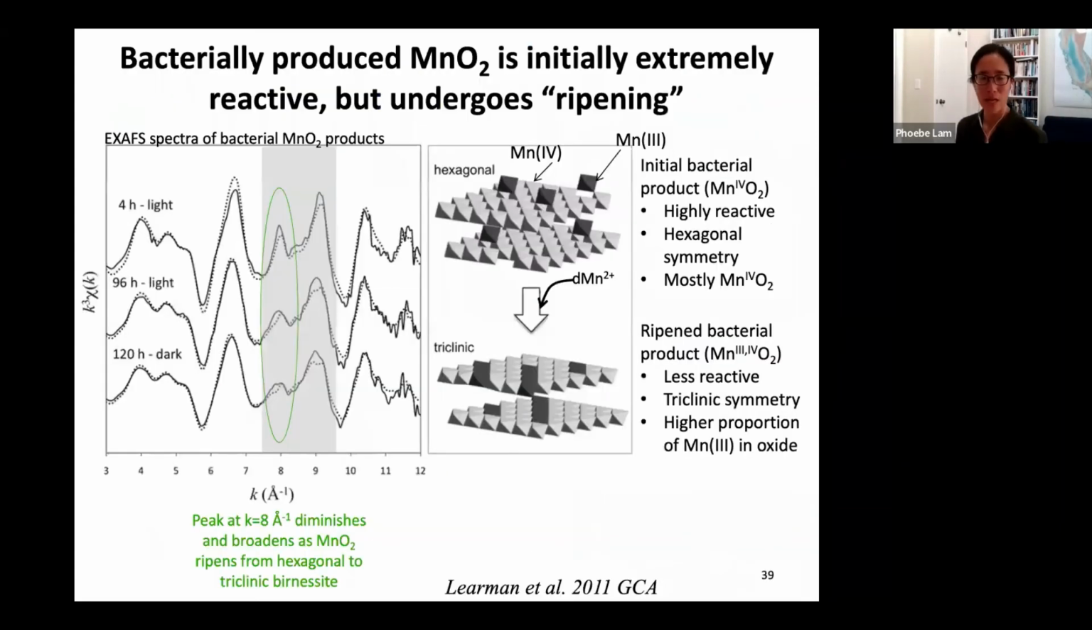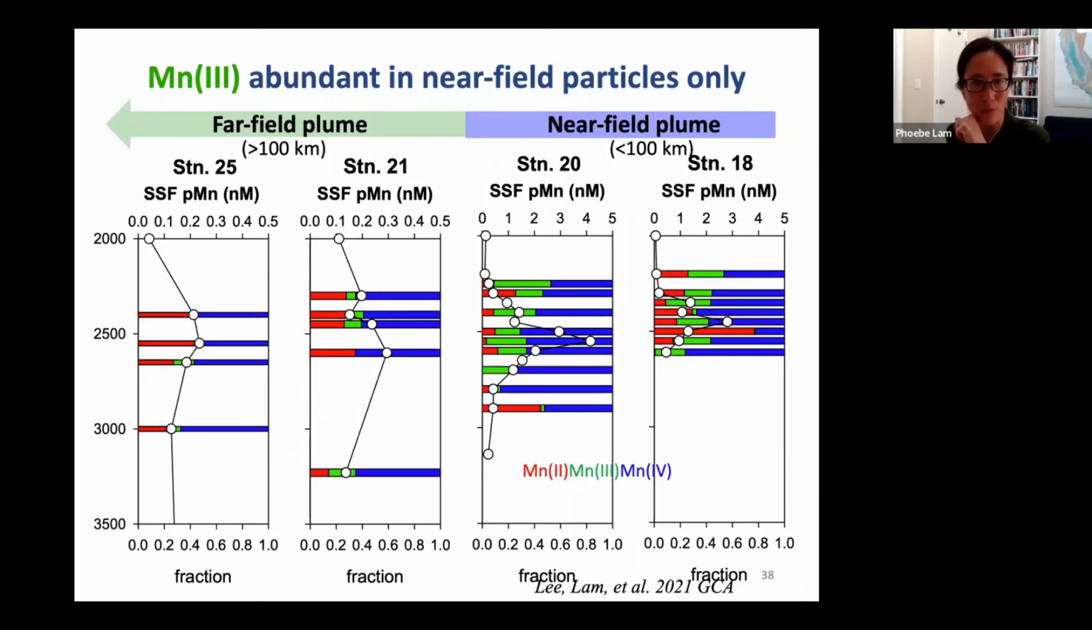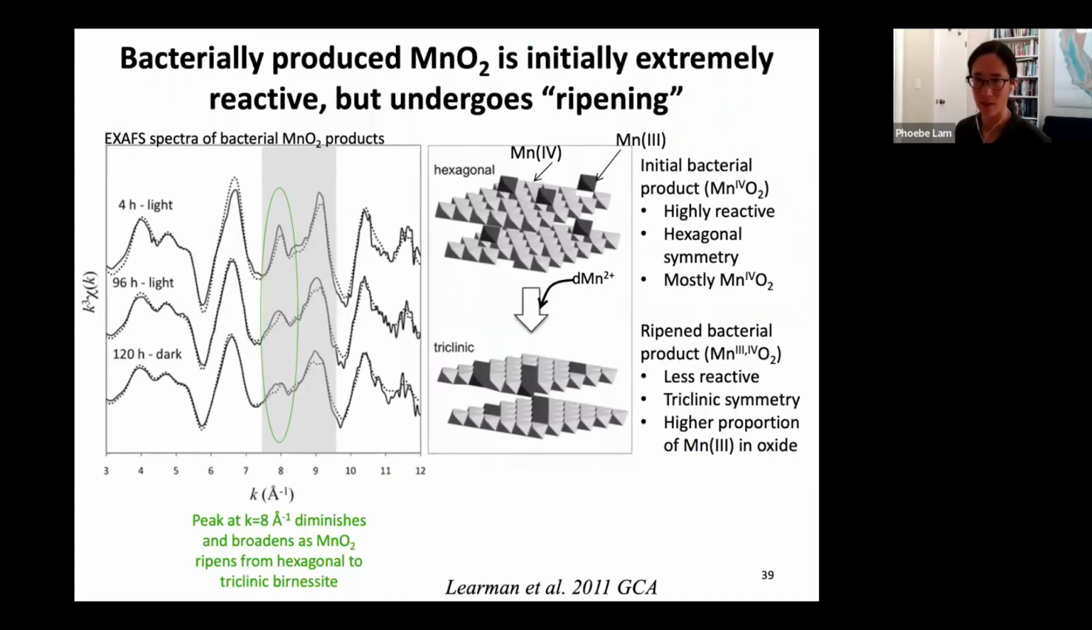And then in the near field, we had 3 to 4 nanomolar of particulate manganese. That's enough to do XAS. It's painful. It takes all day, but it was enough to do XAS. So we based our interpretations on this work by Lehrman et al. in 2011. This is not our work, in which they precipitated manganese oxide in the lab using bacteria, so it was bacterially mediated.